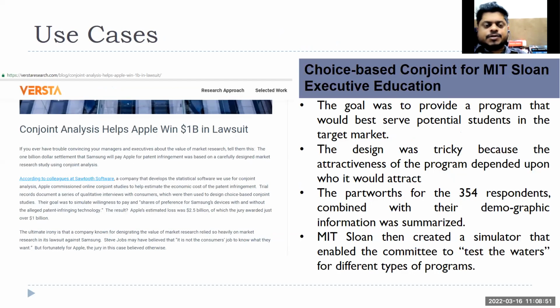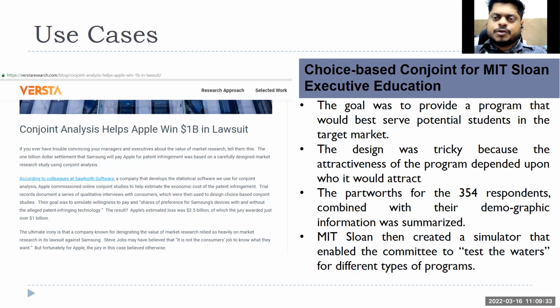So use cases. This was an interesting study. This Sawtooth software is a big company, and they help a lot of companies carry out conjoint analysis. So Apple actually put a lawsuit on Samsung. Samsung had certain patent infringement. What was that patent? I think here it is not mentioned what the actual patent was, but it was something from Apple, some typical technology Samsung was using, right?